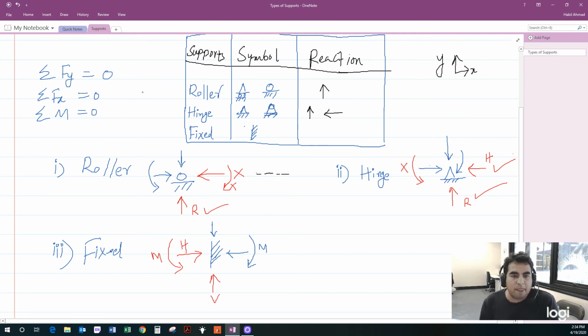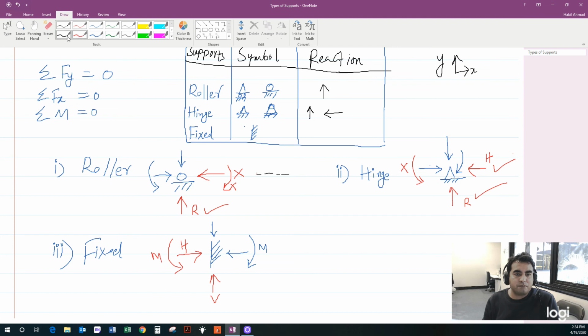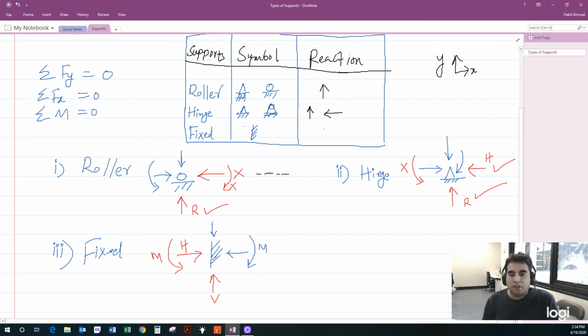So if there is a vertical load, the fixed support is able to resist it. If there is a horizontal load, the fixed support is able to resist it. If there is a moment because of the applied loads or reactions, the fixed support is able to resist those moments. So you know that the fixed support can resist the vertical loads, the horizontal loads, and the applied moments.